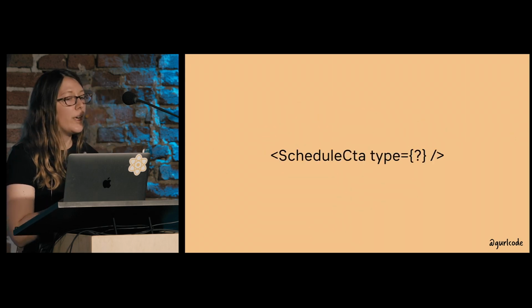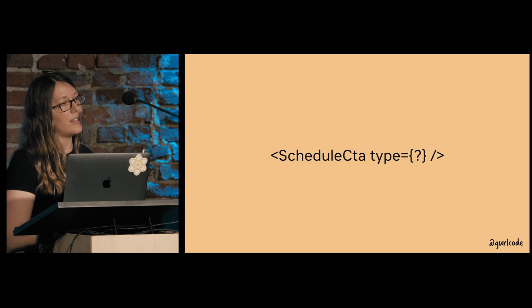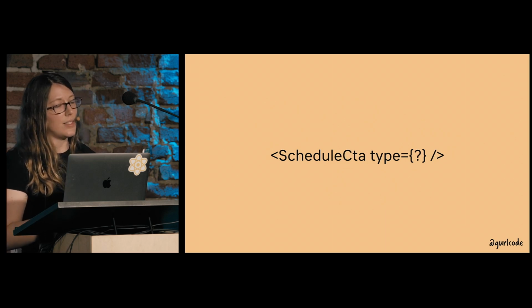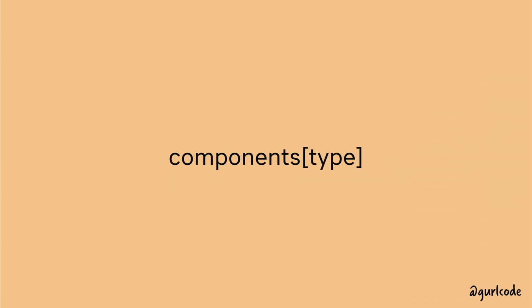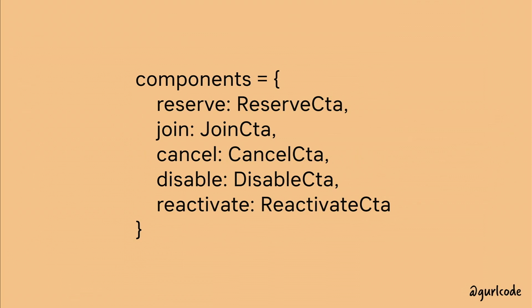Now, we could use a switch statement inside the schedule CTA. I mean, that's valid. But looking at our ideal API, I think I see a better option. So we give the schedule CTA a type, and it gives us back a CTA. And this reminds me a lot of requesting a key from an object. So let's use that pattern. We'll create an object with keys and values that correspond to the type and its component.